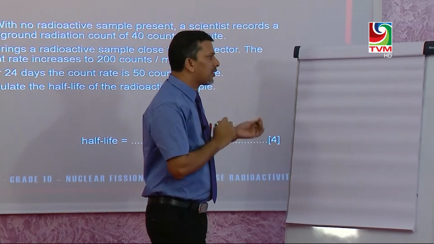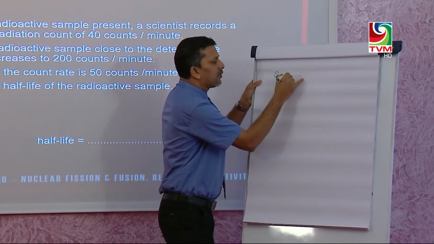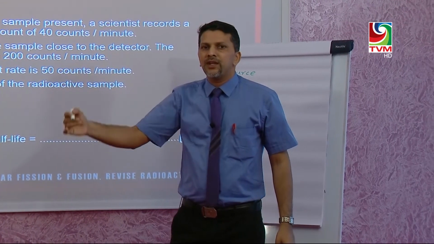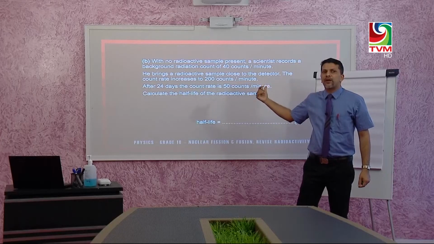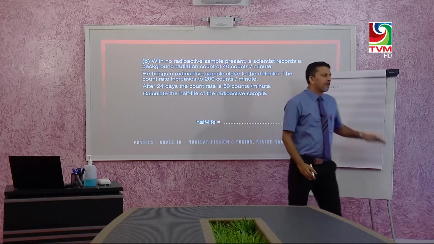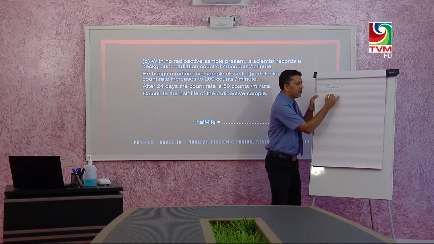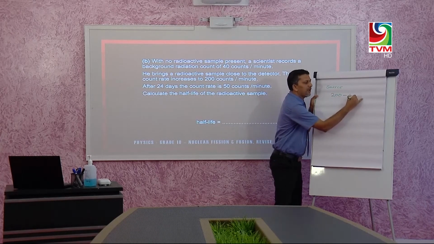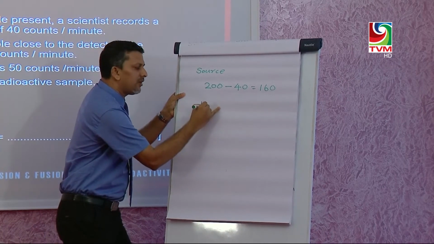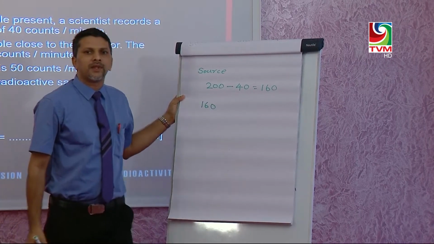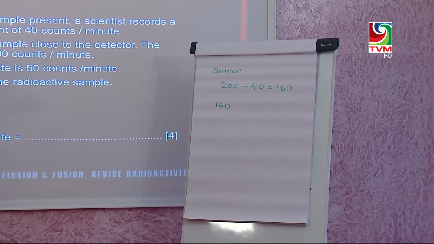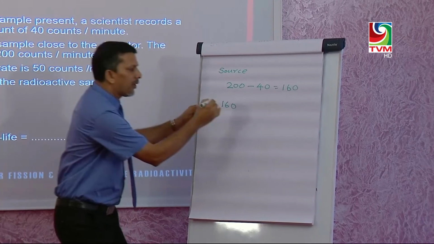So first we have to think about the radioactive source's count rate. Background is 40. When we place a radioactive source, the count rate is 200. So what is the count rate only for this source? The count rate of this source is 200 minus 40, that means 160. So from 160 we have to start. We have to reach 50.